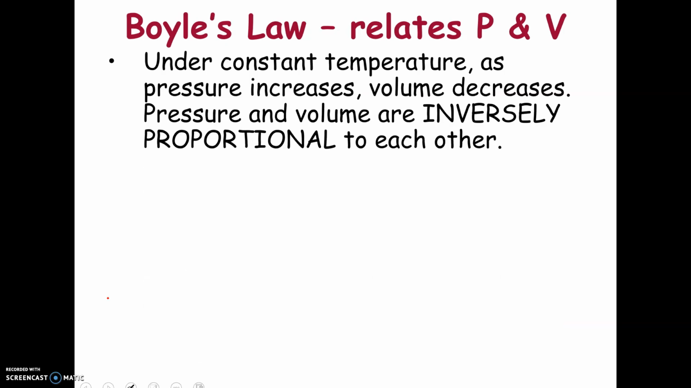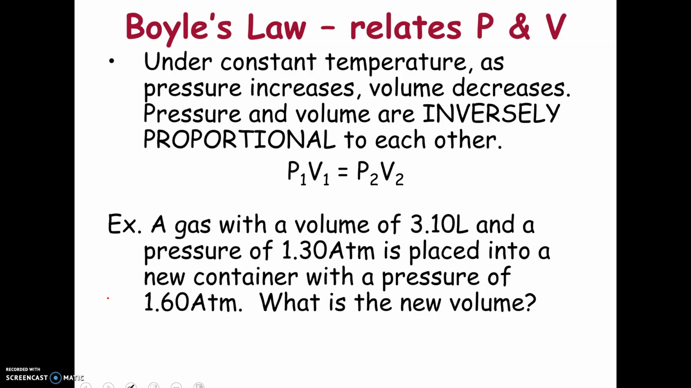And Boyle's law relates pressure and volume. So we're saying that the other variables would be constant. We would not have a change in temperature or number of moles. Only the pressure and volume would be changing. So if the temperature stays the same, as the pressure increases, the volume decreases. And this is called an inverse relationship, meaning as one goes up, the other goes down. So they sort of go in opposite directions. And so our formula is P1 times V1 equals P2 times V2.